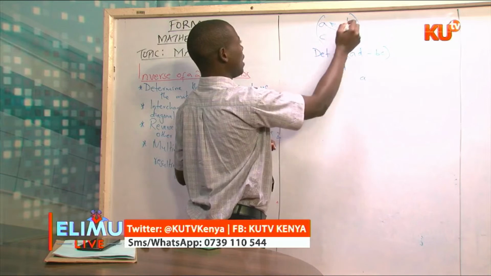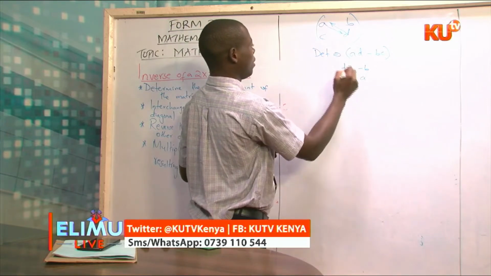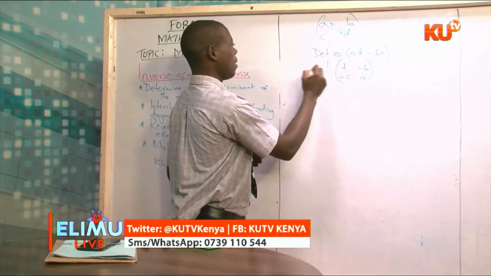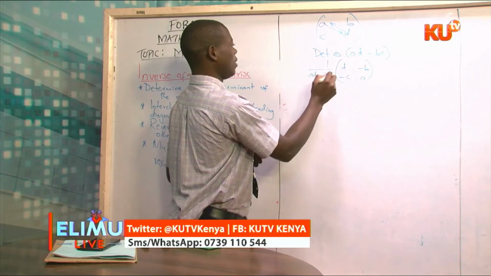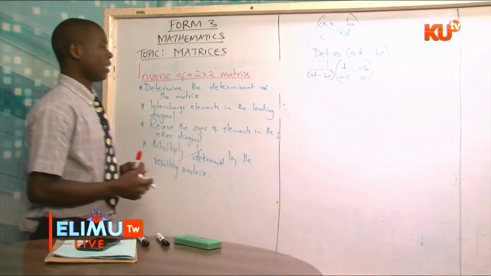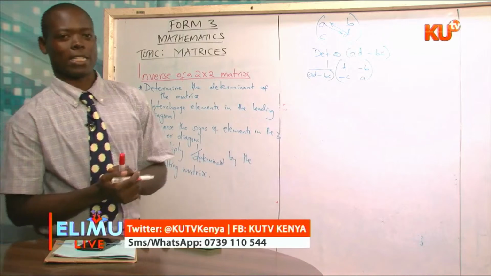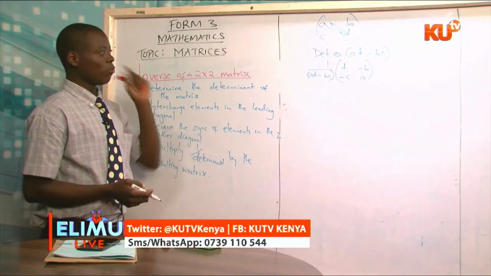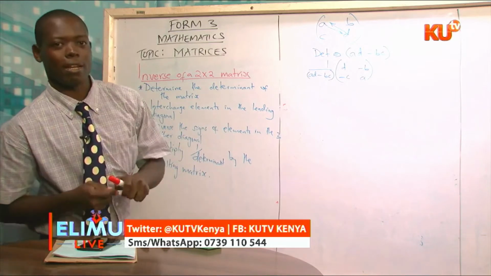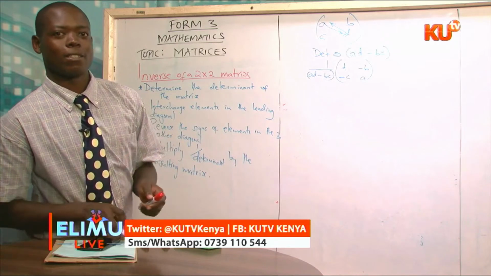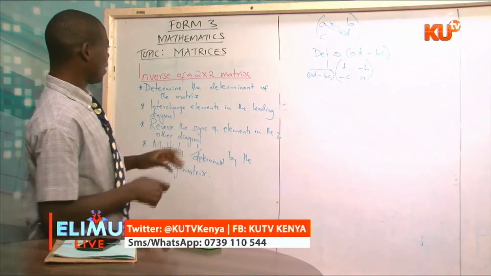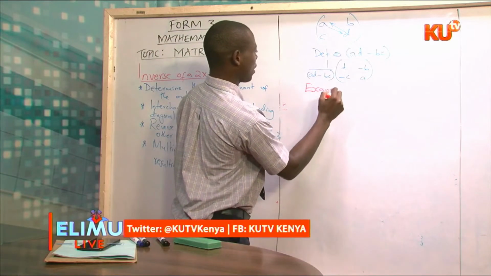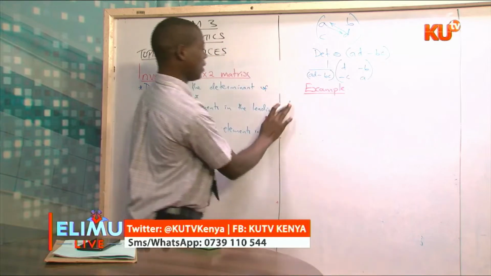And then change the signs: negative B, negative C. So this is what you are calling the resulting matrix, which you will now multiply by 1 over AD less BC. You will now be able to obtain the inverse of a 2 by 2 matrix. It's a very simple step that you need to follow to get to the inverse. So students, having explained this, let's look at these examples together and see how practically you can obtain the inverse.